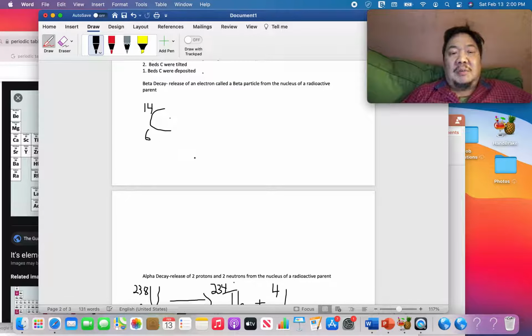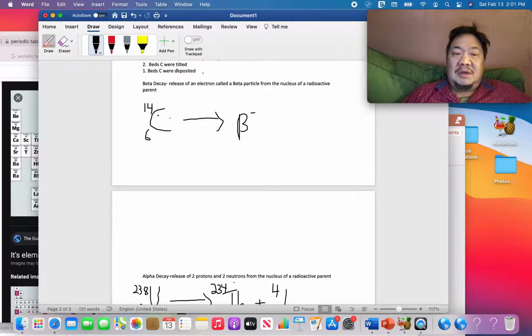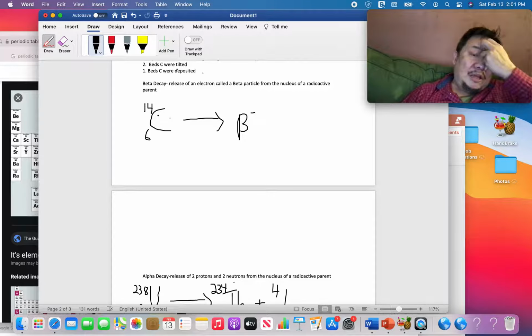What's the atomic number of carbon-14? 6. What's the atomic mass of carbon-14? 14. How many protons are in a carbon-14 atom? 6. How many neutrons are there in a carbon-14 atom? 8. 14 minus 6 is 8. Now, carbon-14 releases something called a beta particle. And beta is the second letter in the Greek alphabet, and it looks like this. As I mentioned before, a beta particle is an electron released from the nucleus of a radioactive parent isotope.